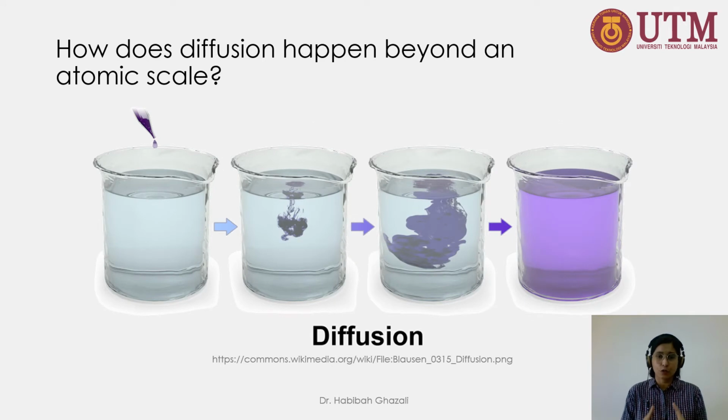How does diffusion happen beyond an atomic scale? So beyond just one atom moving from one atomic site to the other atomic site. As I've said earlier, diffusion is a net movement of anything, a mass flow of particles, atoms or molecules from a higher concentration to a lower concentration region. So let's say I have very still water here, with no movement of this water, and I put some coloring in the water, food coloring.